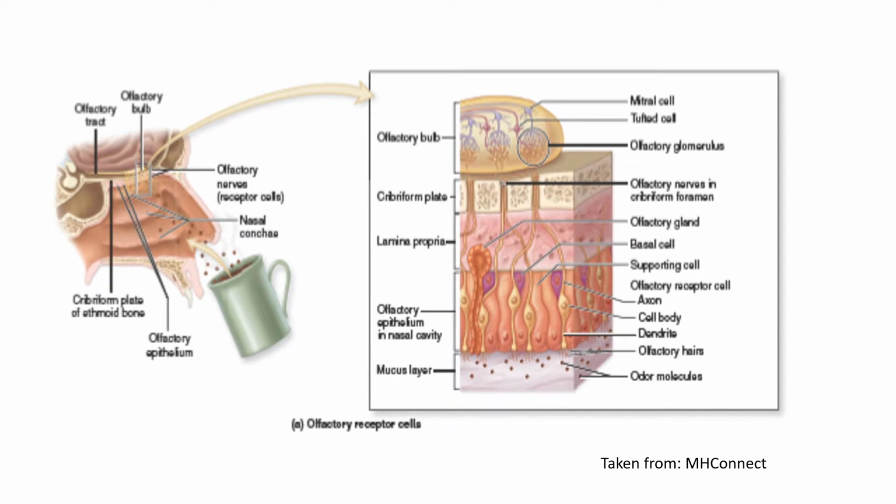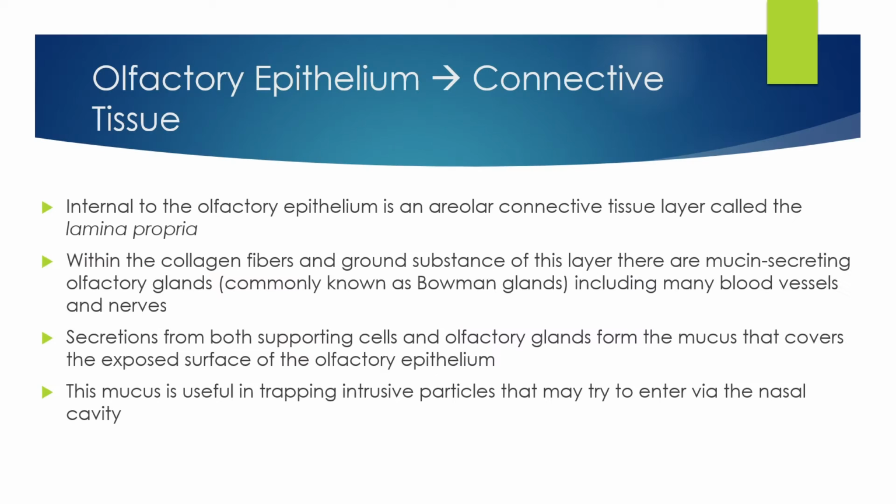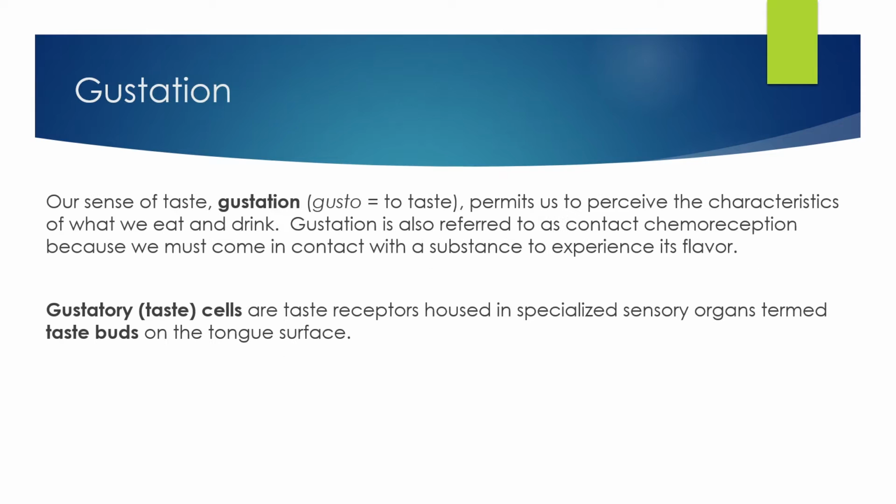This is another image of the olfactory receptor cell in detail. Olfactory epithelium to connective tissue. Internal to the olfactory epithelium is an areolar connective tissue layer called the lamina propria. Within the collagen fibers and ground substance of this layer are mucins creating olfactory glands, including many blood vessels and nerves.